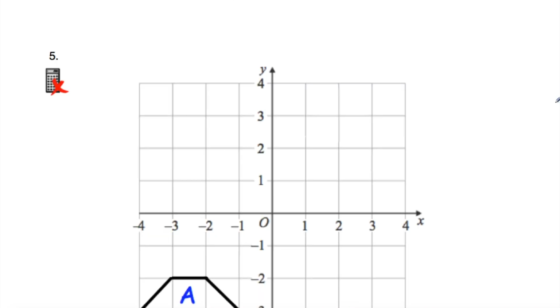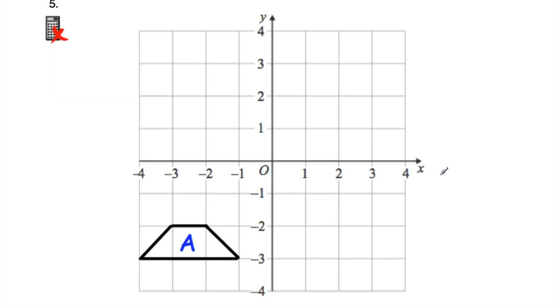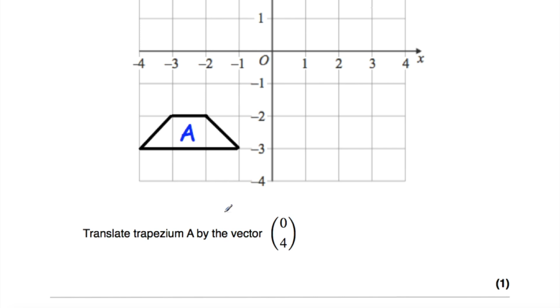Question number 5. Okay, so question number 5, we've got this trapezium. So A is a trapezium. We've got a quadrilateral with one pair of parallel lines, the top and the bottom there. So that's a trapezium. And then we've been asked to translate trapezium A by the vector 0, 4. So that's 0, 4, that's 0 squares to the right. So 0 right or left. So it's not moving left or right.